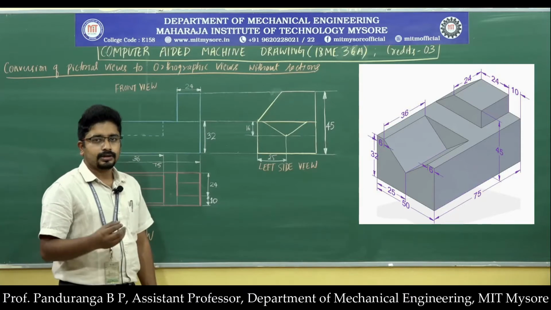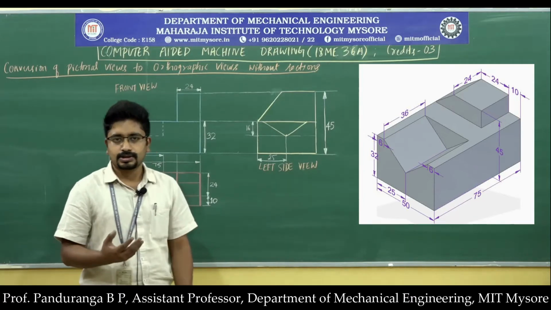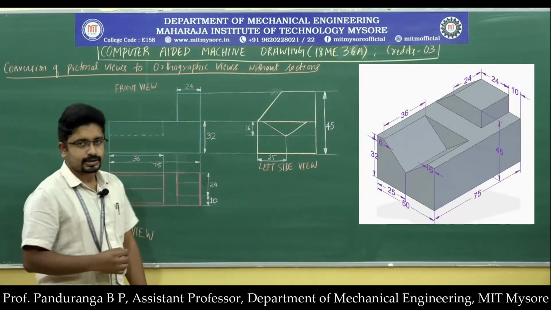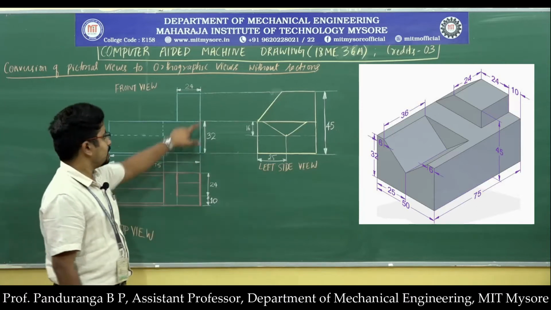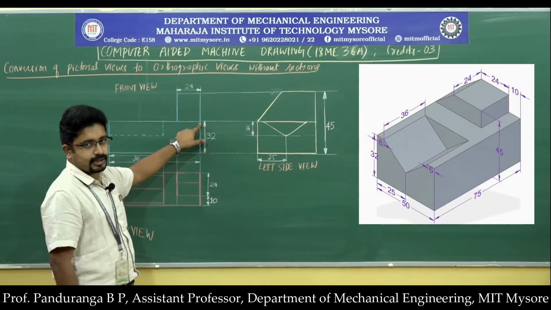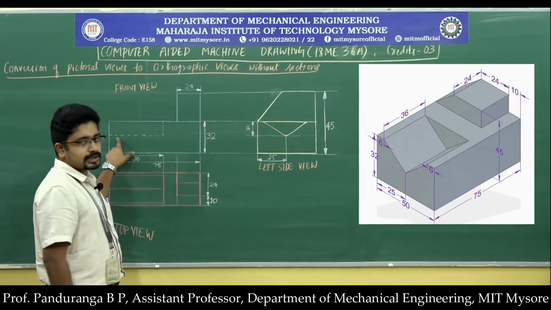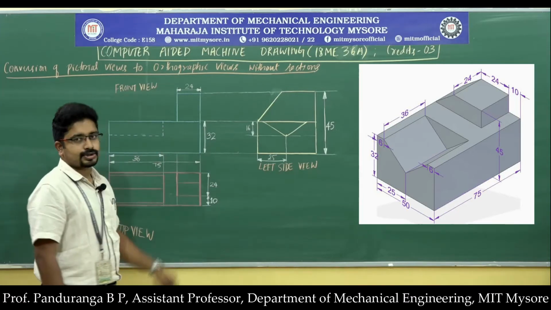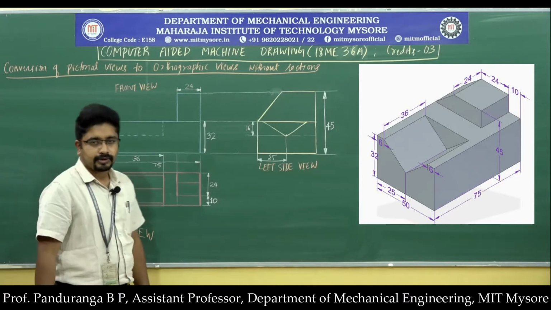Now we need to darken the edges. If it is a visible edge, then we use a solid line. If it is an invisible edge, then we use a dotted line. I'll start with the outermost boundary. The entire outermost boundary will be visible, so I'll darken all these lines, and from here to here we have an edge which is visible, so I'll extend this line. Now this channel which is present here is invisible, so I'll use dotted lines to show the invisible edges in the front view.